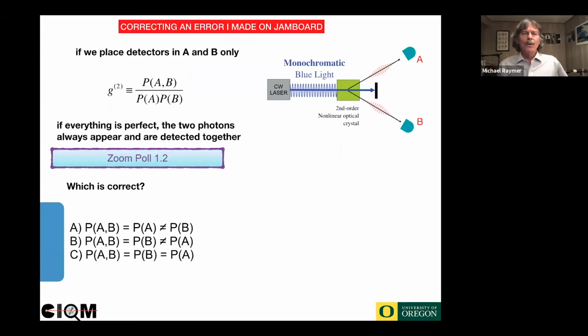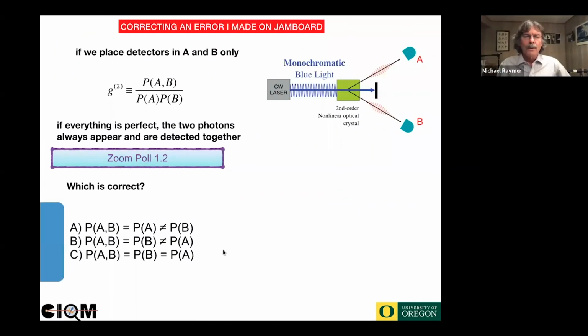Okay, now during the Jamboard session, somebody asked a very nice question. What would happen if I put a detector in both A and B directly? And I actually gave the wrong answer. So let's do the correct answer now, okay? You can work it out.